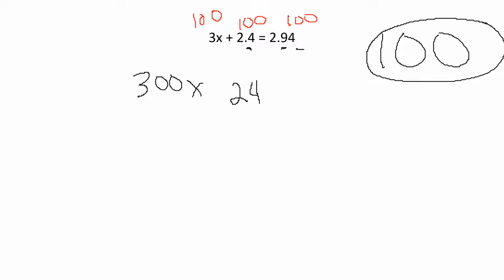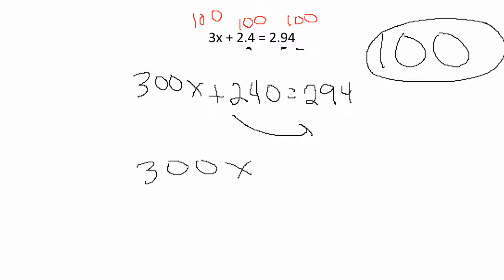2.4 times 100 is 240. 2.94 times 100 is just 294. And now we just solve for x like we normally would. I'm going to move this 240 over and I'm going to subtract it. 294 minus 240 gives me 54. And then I'm going to move my 300 over, and I have 54 divided by 300.